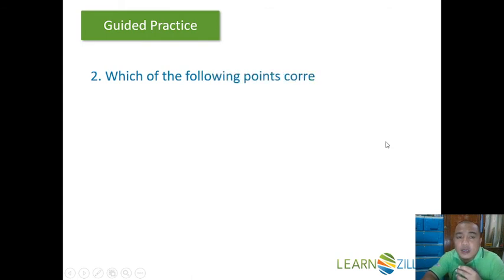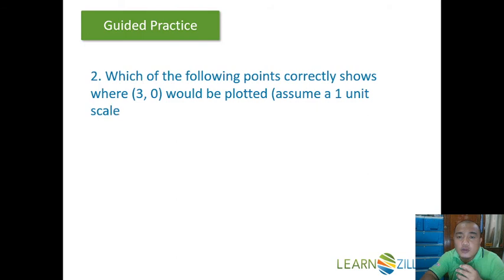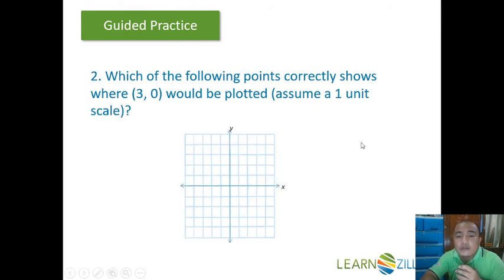Another number, I should say. Which of the following points correctly shows where 3, 0 would be plotted? Assume a 1 unit scale. 3, 0. Where is the 3, 0 there? Is it this or that? The answer is, okay, this one. 3, 0. Correct? Congratulations. Very good.